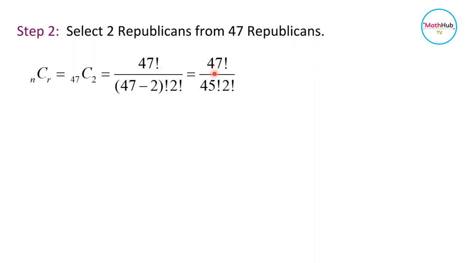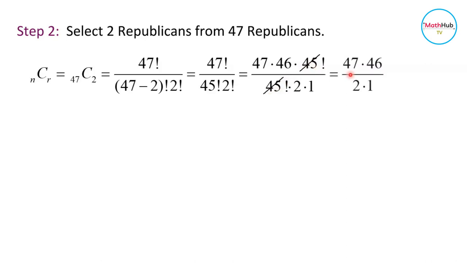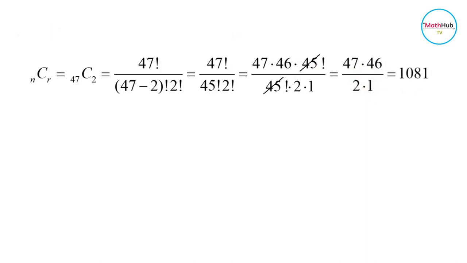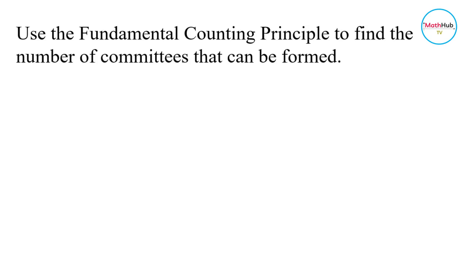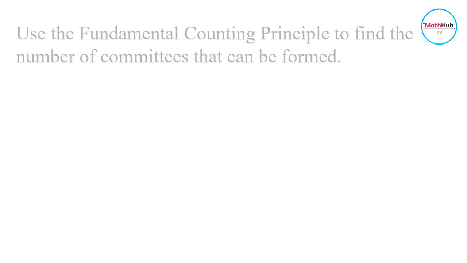To solve this, we will rewrite 47 factorial as 47 times 46 times 45 factorial. And then we will copy 45 factorial in the denominator and write out 2 factorial as 2 times 1. Then we cancel 45 factorial in both numerator and denominator. That leaves us with 47 times 46 over 2, which is equal to 1,081. To find the number of committees that can be formed, we will use the fundamental counting principle.